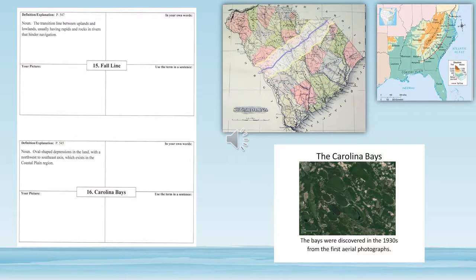what are we talking about? Well, we're talking about taking a picture from the skies. You've gone up in an airplane and you've taken pictures from the sky. So when you see that word aerial, you know you're talking about from the sky. So when folks started going up in the 1930s, that was the first time they did it, and they took pictures of South Carolina. They saw all these bays.